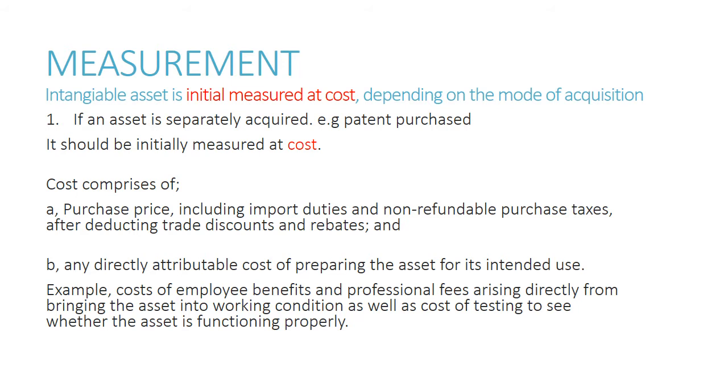that intangible asset. Well, if an asset is separately acquired, for example, a patent purchase, this is going to be measured at cost. And cost comprises the purchase price, including import duties and non-refundable taxes, after deducting trade discounts and rebates. And also, it should include the directly attributable cost of preparing the asset for its intended use. So here we talk about employee benefits and professional fees that arise directly from bringing the asset into working condition, as well as the cost of testing whether the asset is functioning properly.